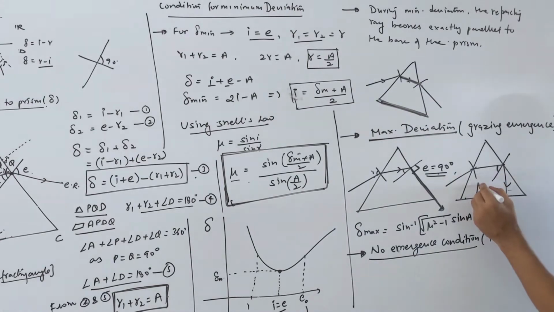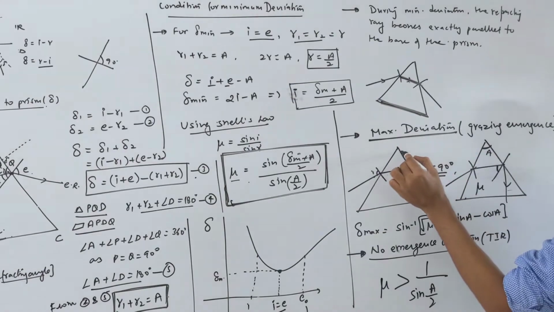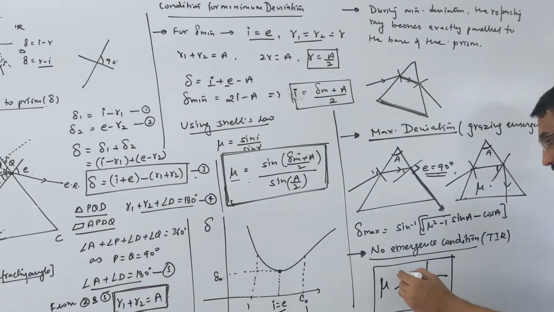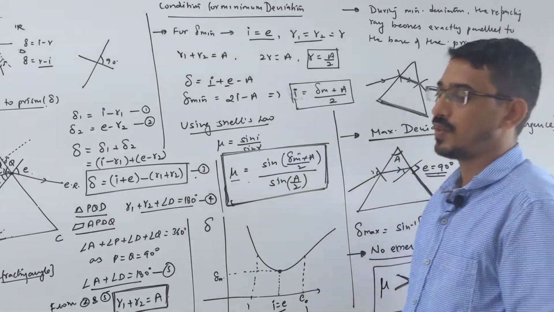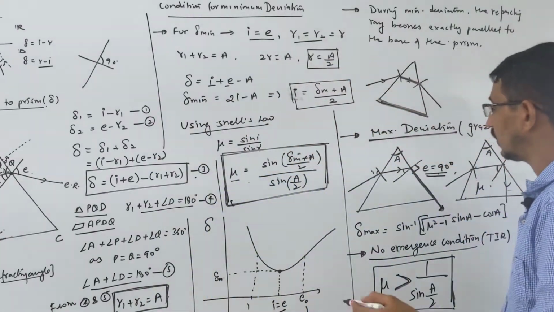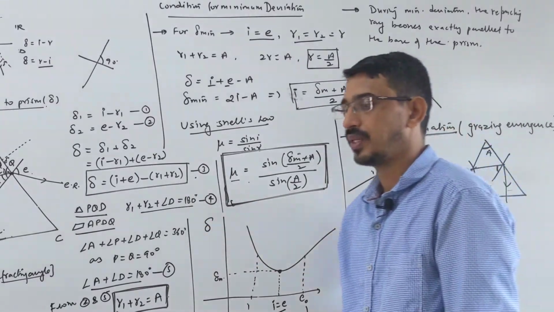For this TIR, what condition do we need to get no emergence? Listen carefully, your refractive index mu should be more than 1 by sine A by 2, where A is the angle of the prism always, okay. If mu is more than this value, then no emergence will happen, your light will get TIR, correct. Okay, this part is not much important, this is the only important part. This was all about deviation due to a prism, correct?